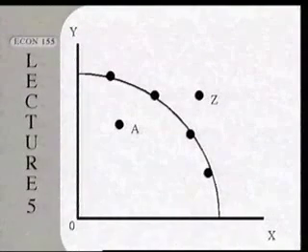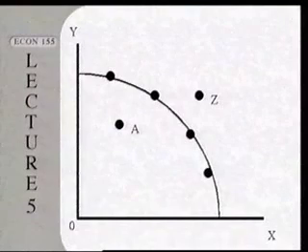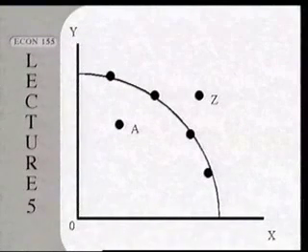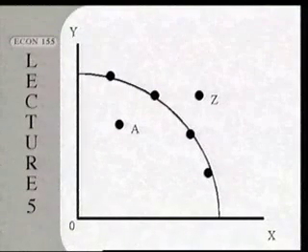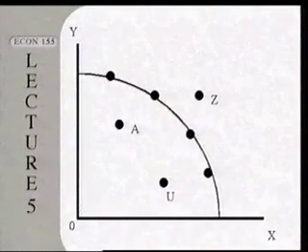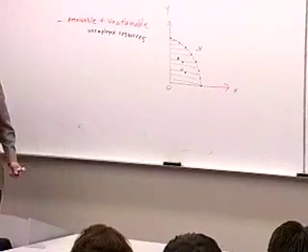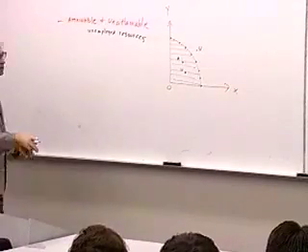The things that we cannot attain and the things that we cannot have are combinations of X and Y lying beyond the production possibilities frontier. Okay? How about this? I'm going to put another point here and call that U. I'm going to say that that's a point of unemployment. So we can distinguish what's attainable, what's unattainable, and what's happening when we have unemployment.